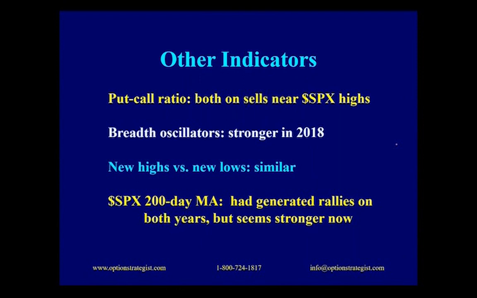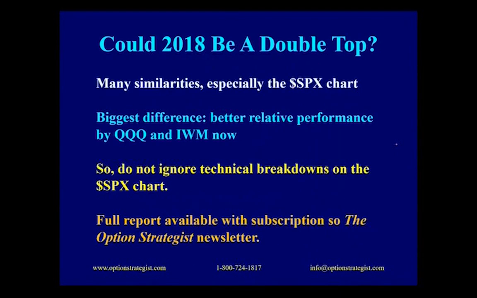So it seems stronger now, but the main difference, to me, is the fact that the QQQ and the Russell 2000 stocks don't have that negative divergence. But in any case, there's enough similarity here that I don't think you can just hang your hat on something like the cumulative advanced decline line and say, oh, well, it's making new all-time highs, so everything's great, and I don't care if the market pulls back by 15%. Well, you should.